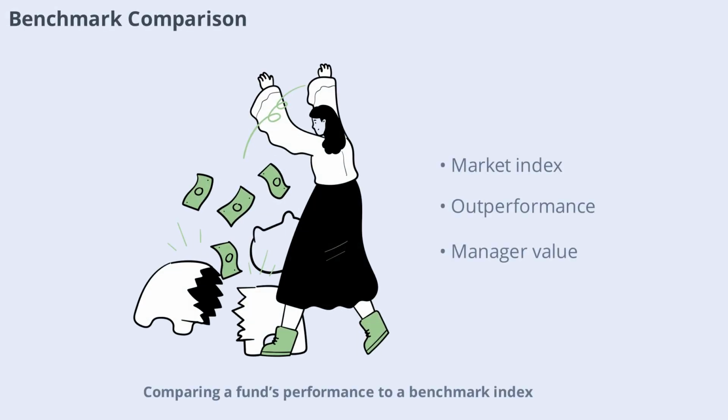Comparing a fund's performance to a benchmark index is a standard way to evaluate its effectiveness. A benchmark is typically a market index that represents the segment the fund invests in, such as the S&P 500 for U.S. stocks. By measuring returns against the benchmark, you can see if the fund is outperforming or lagging behind the market. This comparison helps you judge whether the fund manager is adding value through their investment choices.